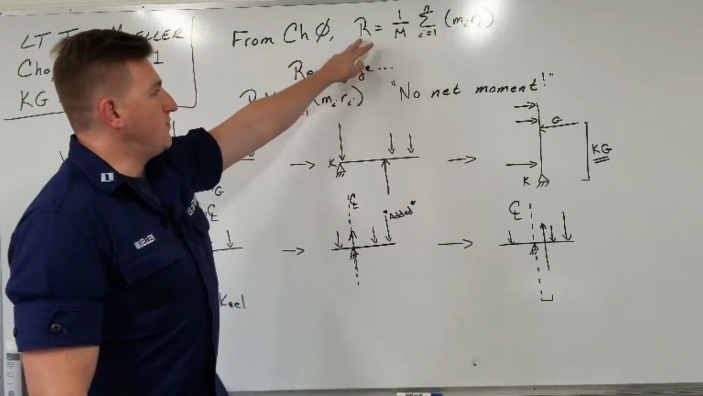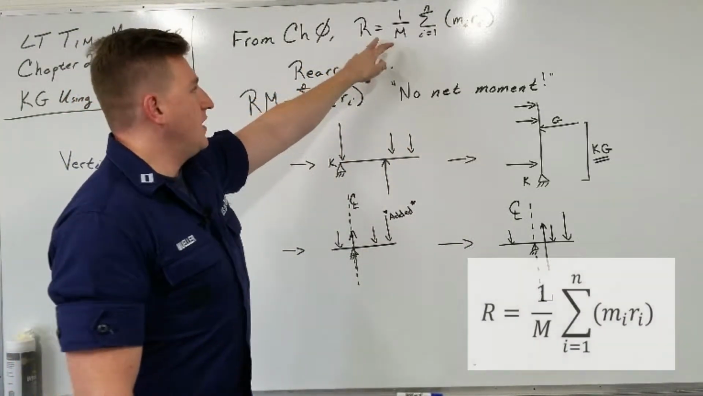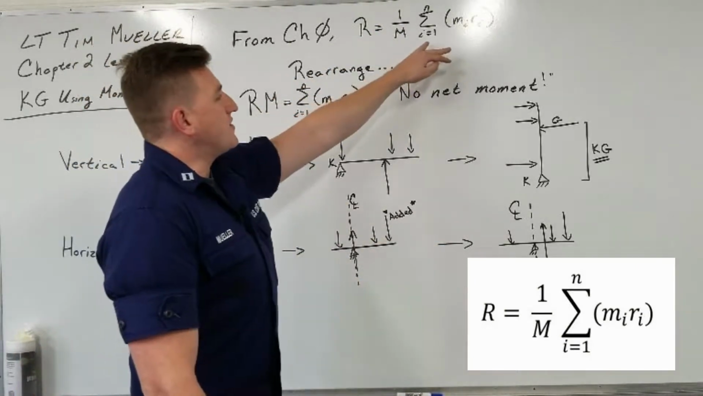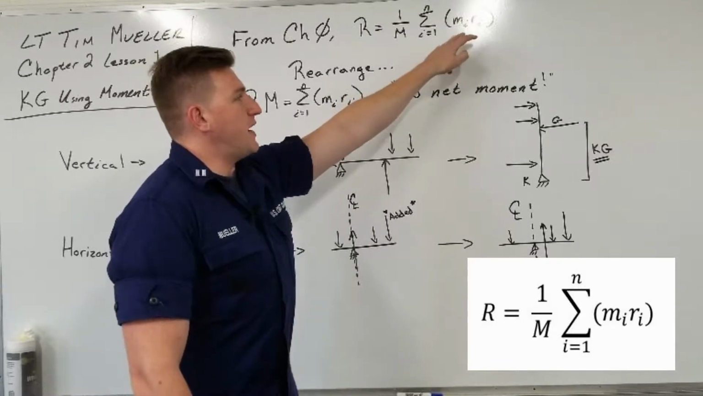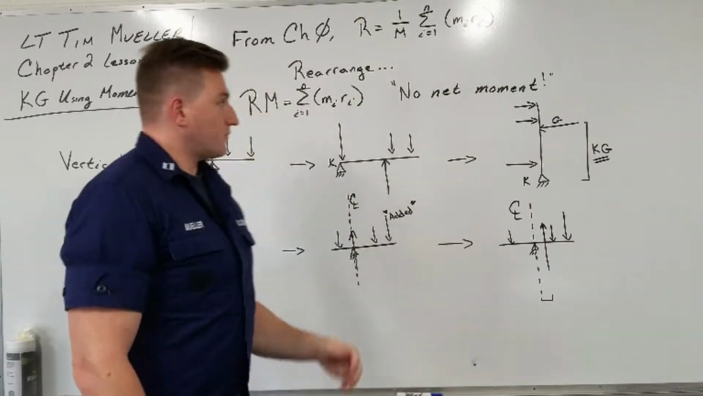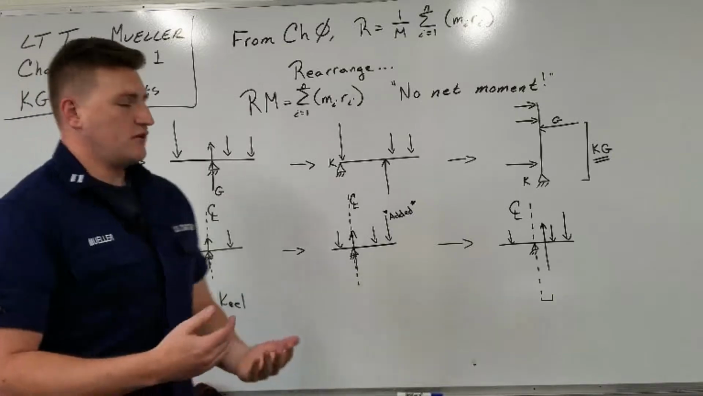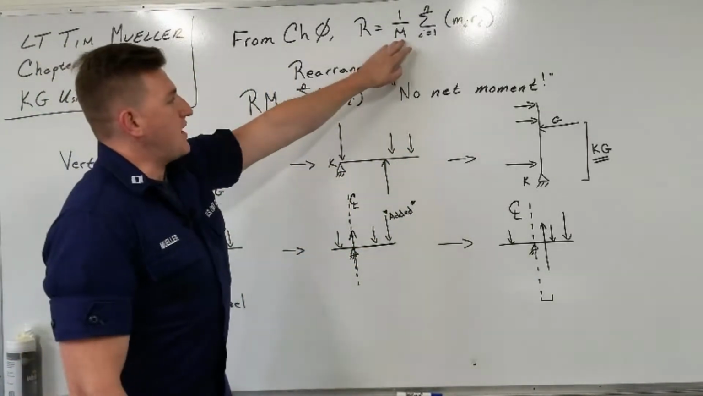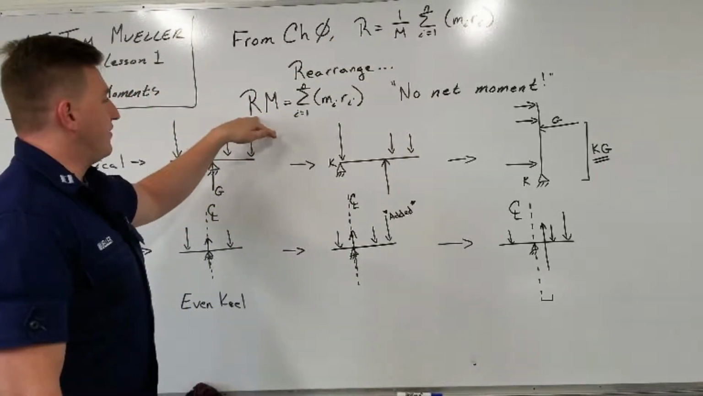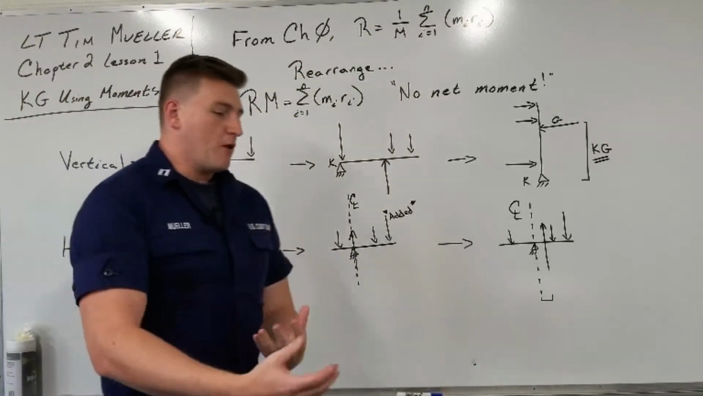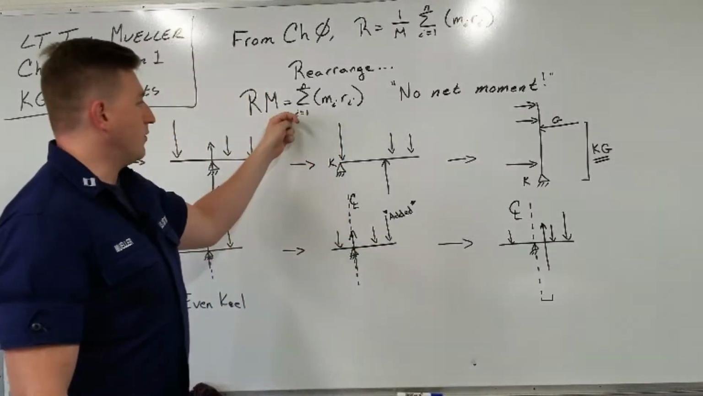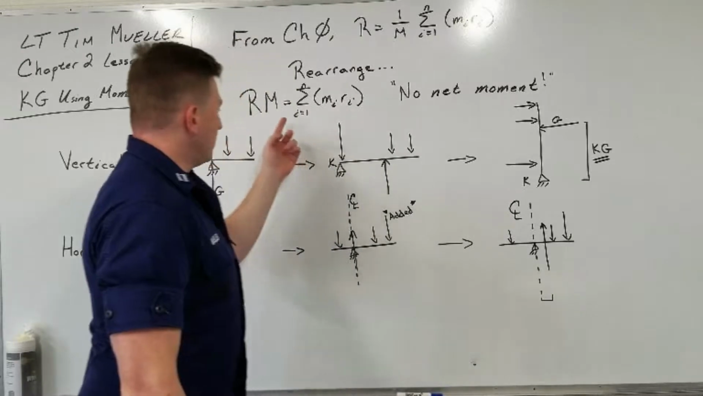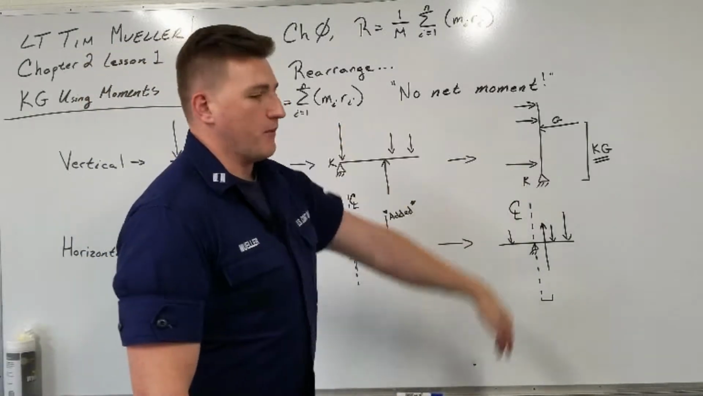If you remember this equation, the coordinate of the center of gravity equals 1 divided by the total mass of the system, times the summation of each individual mass and each individual coordinate. Now we're going to rearrange that, because I'm assuming you're pretty familiar with moments. We're just going to bring that mass over to the other side. So we're going to have the total moment of the entire system equals just a summation of all the moments of the smaller parts. So basically, this just means no net moment.